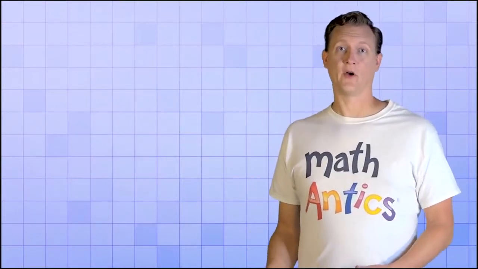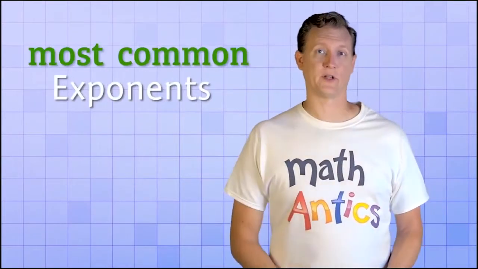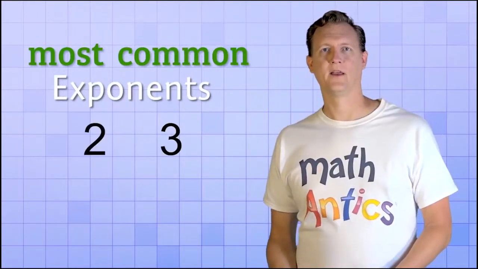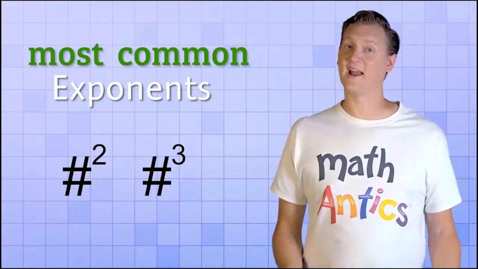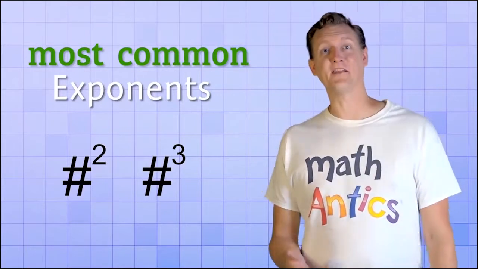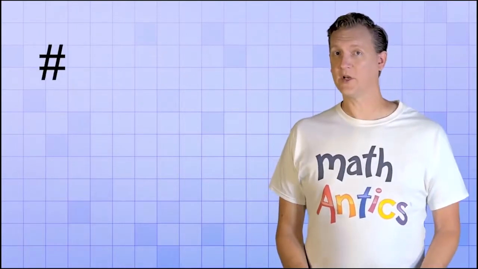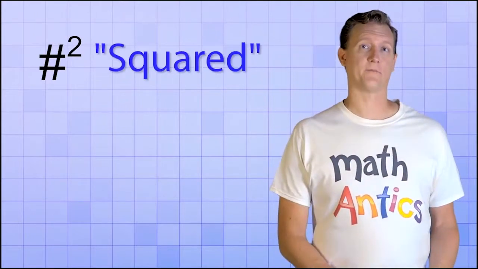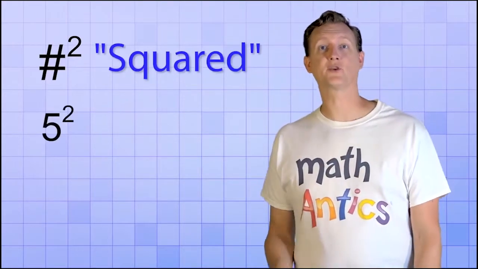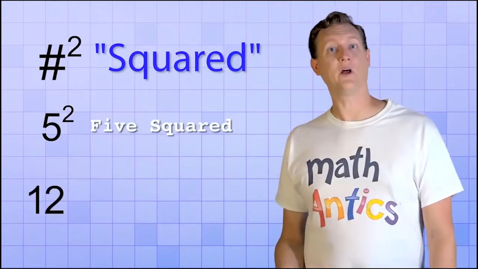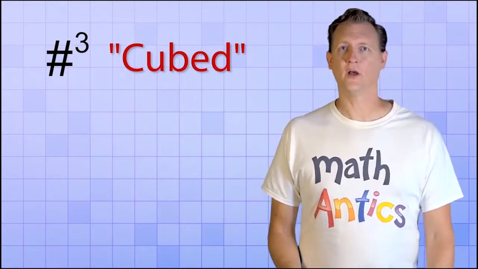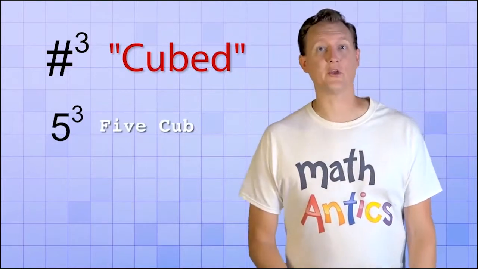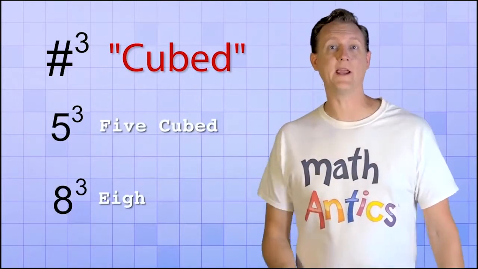In the last part of this video, I want to focus on the 2 most common exponents you'll encounter, which are 2 and 3. That is, you'll very often see a number raised to the 2nd power or to the 3rd power. In fact, those exponents are so common that they even have special names. When a number is raised to the 2nd power, we say it's being squared. So 5 to the 2nd power is also referred to as 5 squared. And 12 to the 2nd power would be 12 squared. For numbers that are raised to the 3rd power, you'd say that the number is being cubed. So 5 to the 3rd power is also 5 cubed. And 8 to the 3rd power would be 8 cubed.